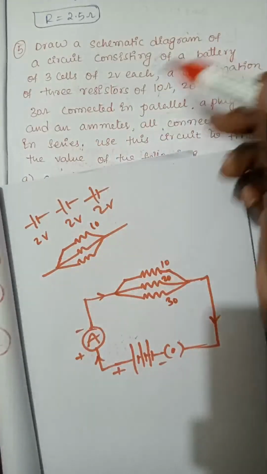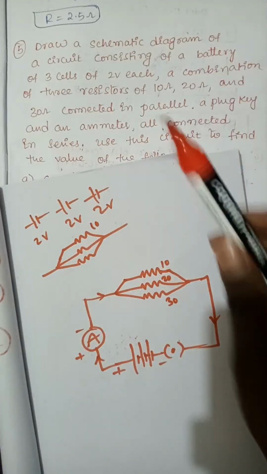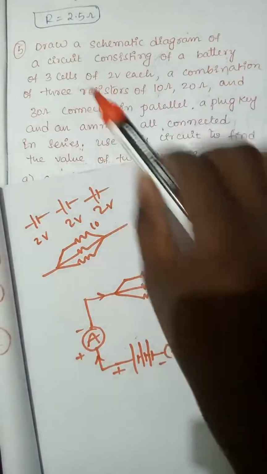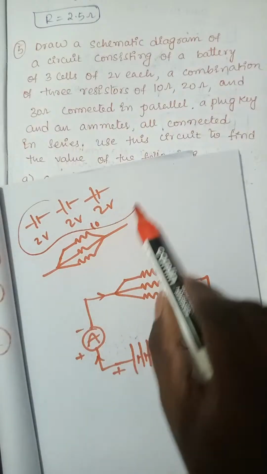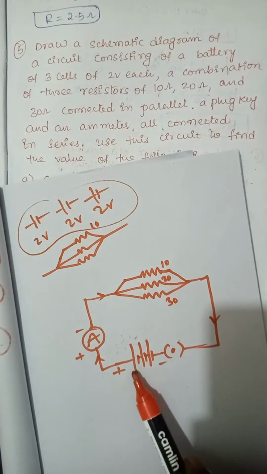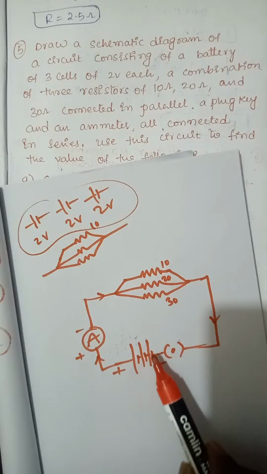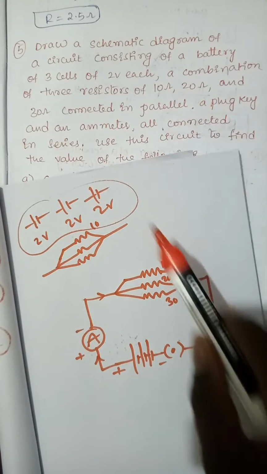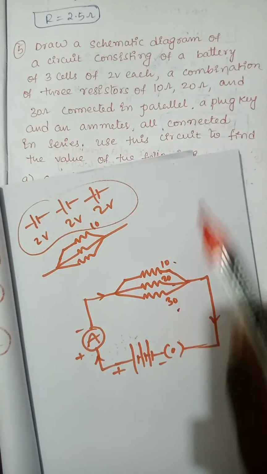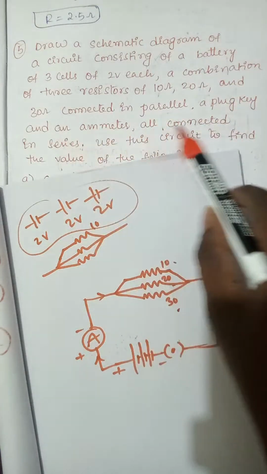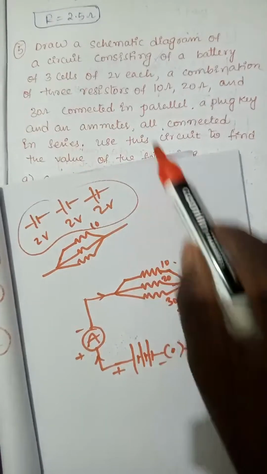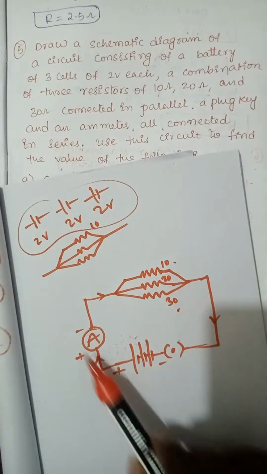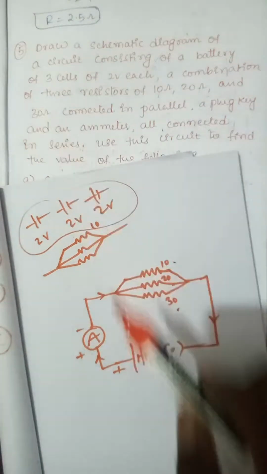This type of question they will ask in the board exam. Draw a schematic diagram of a circuit consisting of a battery of 3 cells, 2 volts, 2 volts, 2 volts, and a combination of three resistors. What are those? 10 ohm, 20 ohm, 30 ohm, connected in parallel. A plug key and ammeter all connected in series. So these are connected in parallel, and the remaining are all connected in series. Use this circuit to find the values.